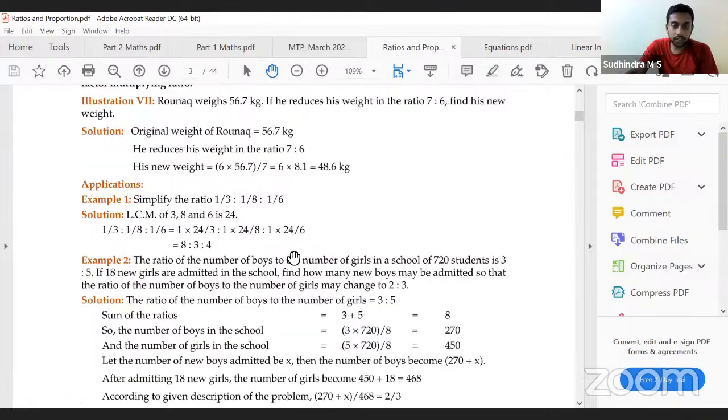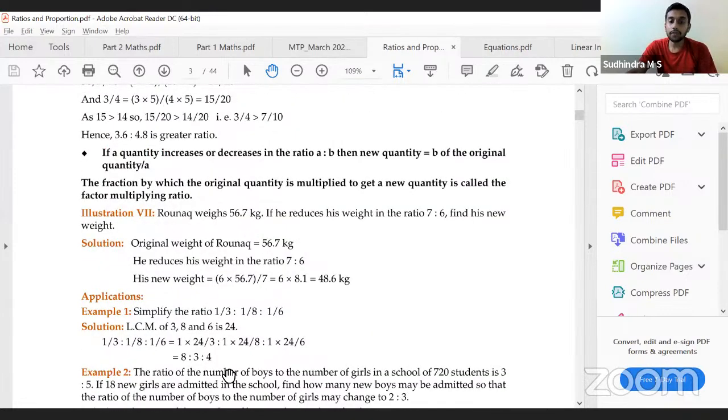We'll solve this. The ratio of the number of boys to the number of girls in a school of 720 students is 3:5. If 18 new girls are admitted in the school, find how many new boys may be admitted so that the ratio of the number of boys to the number of girls may change to 2:3.